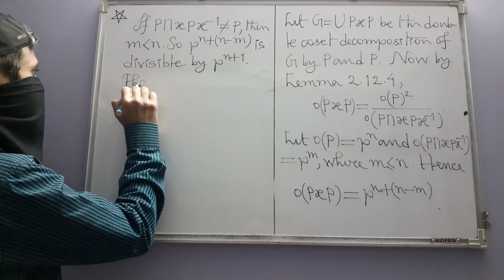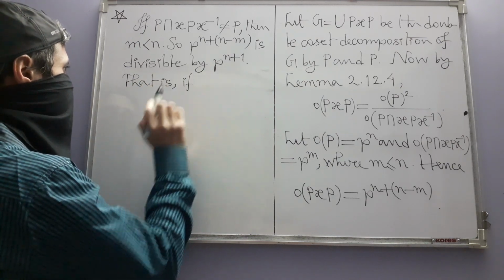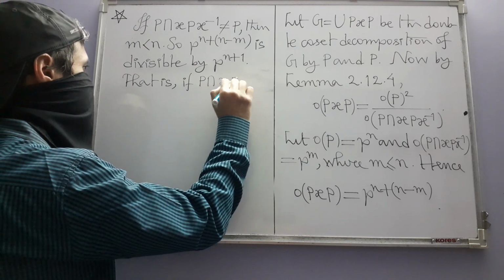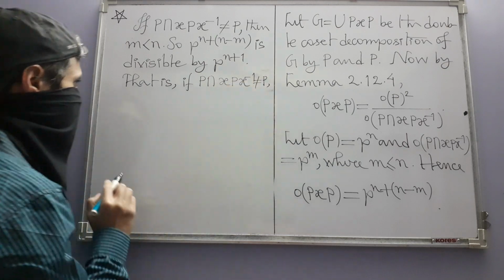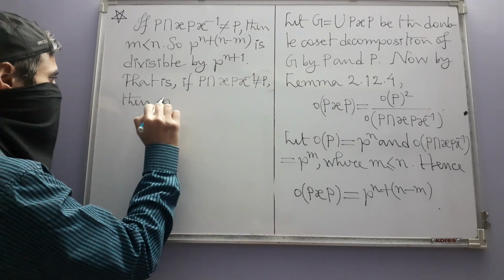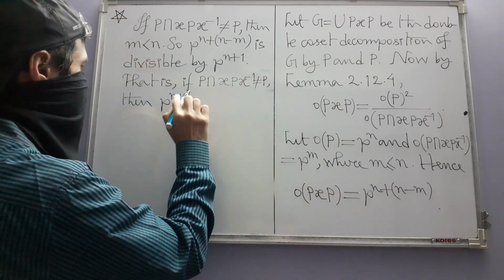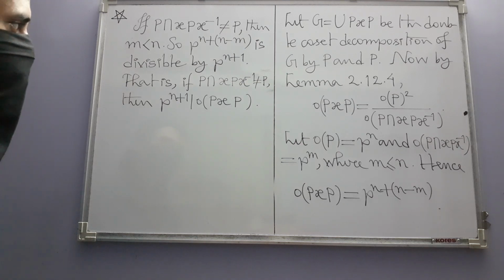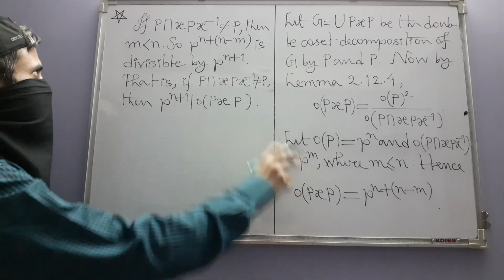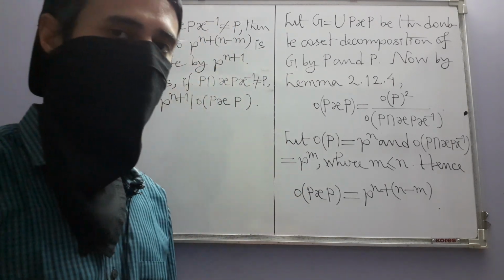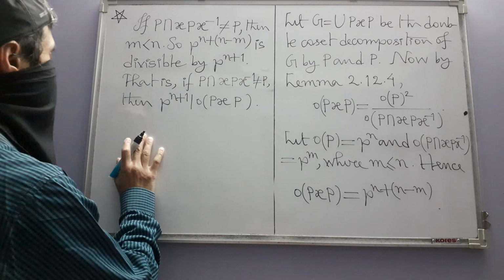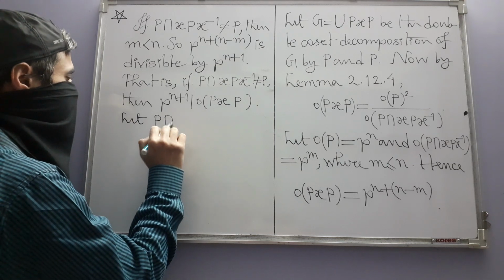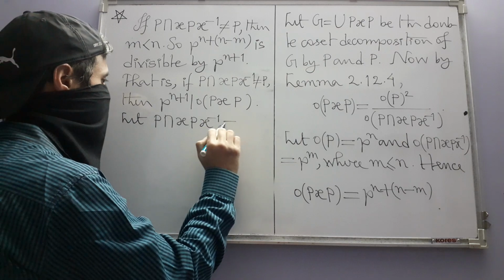That is, if P intersection xPx inverse is different from P, then p to the power n plus 1 divides this order of PxP. Okay, but now let us also see that this condition, that this intersection is not equal to P, is equivalent to something else. Let this be different from P.